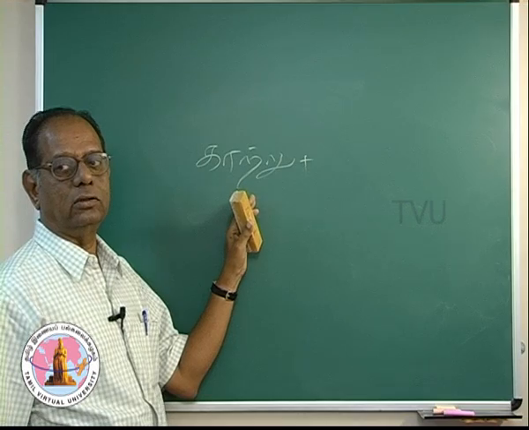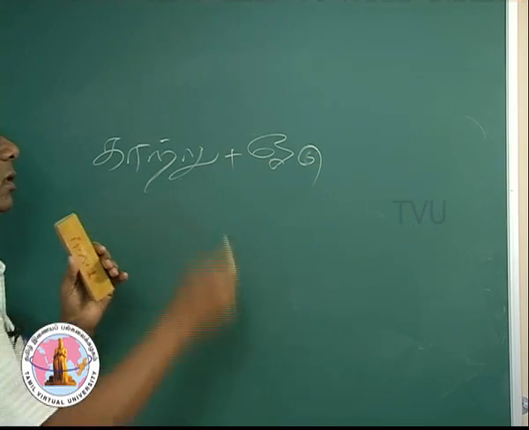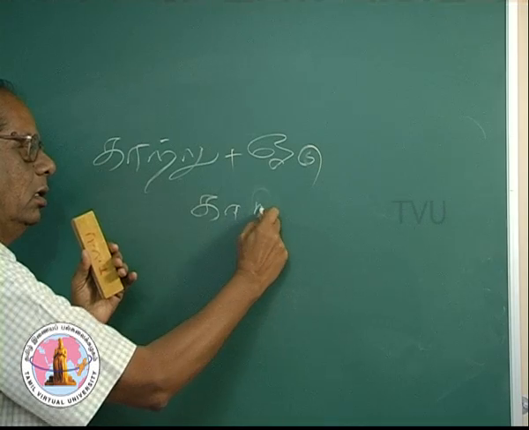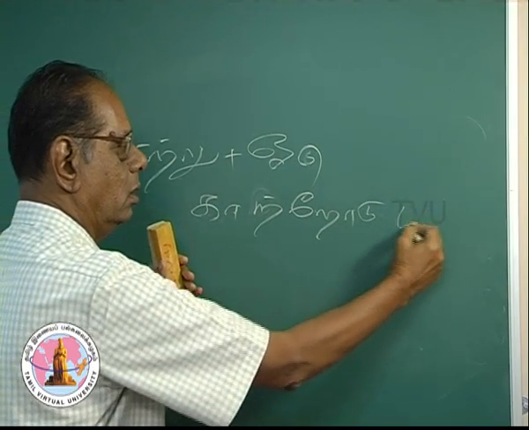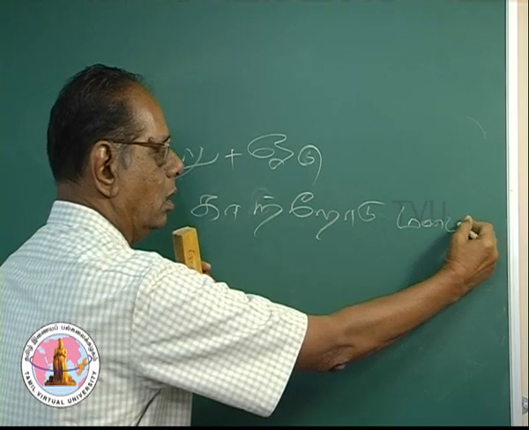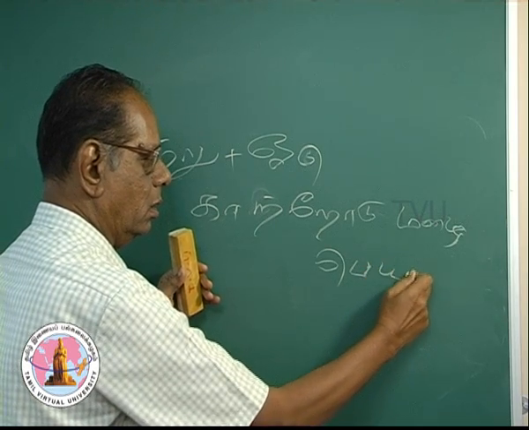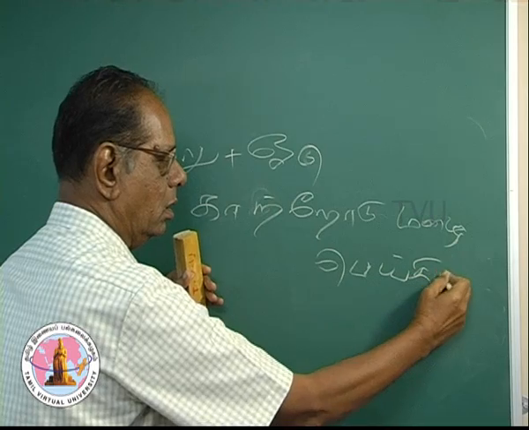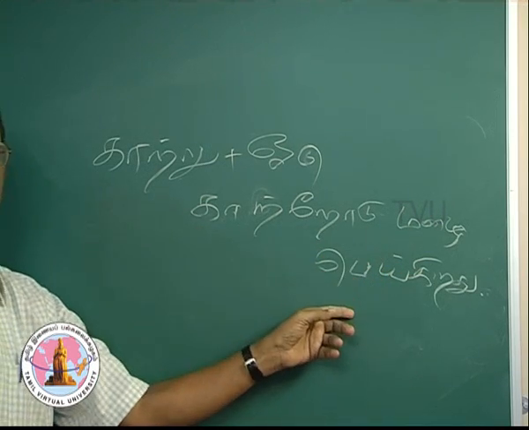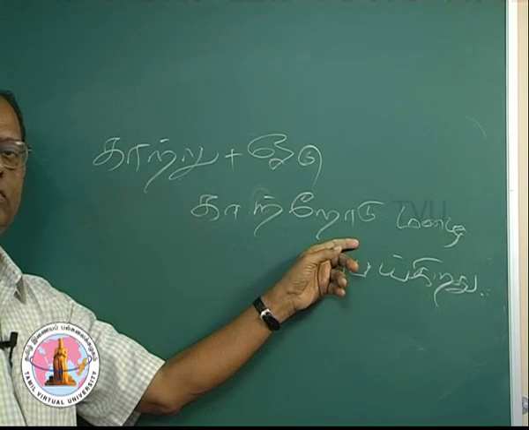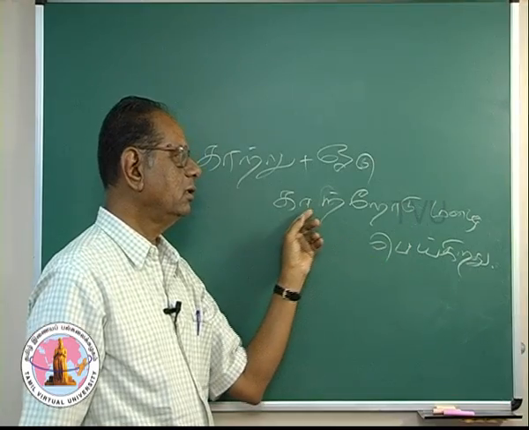This is kaatru. Kaatru is wind. Odu, kaatrodu. காற்றோடு மழை பெய்கிறது. காற்றோடு, with wind, மழை, rain, பெய்கிறது, pours down. It rains with the wind.